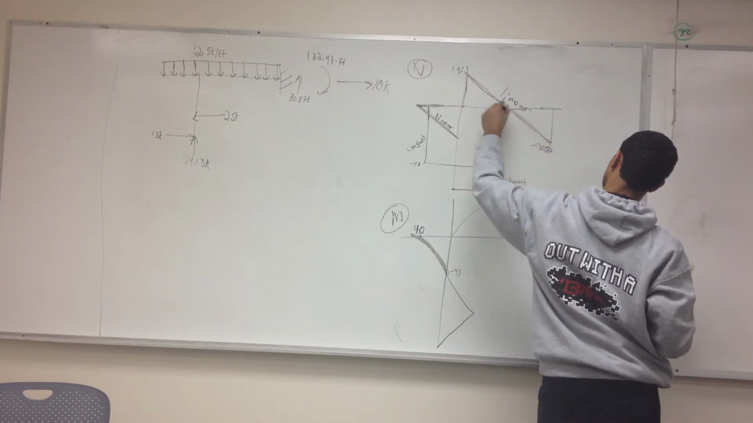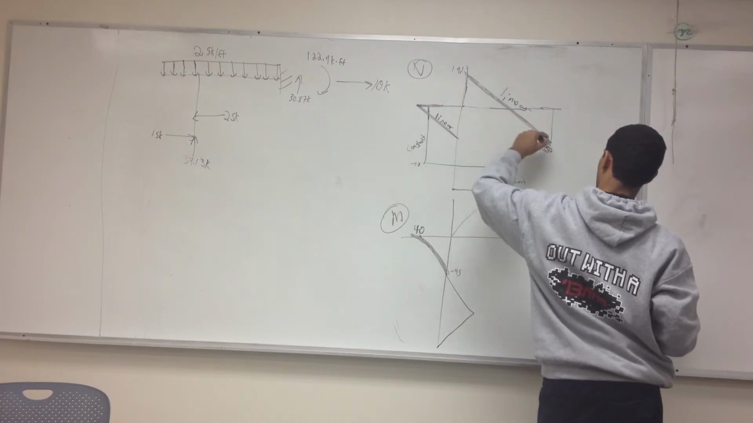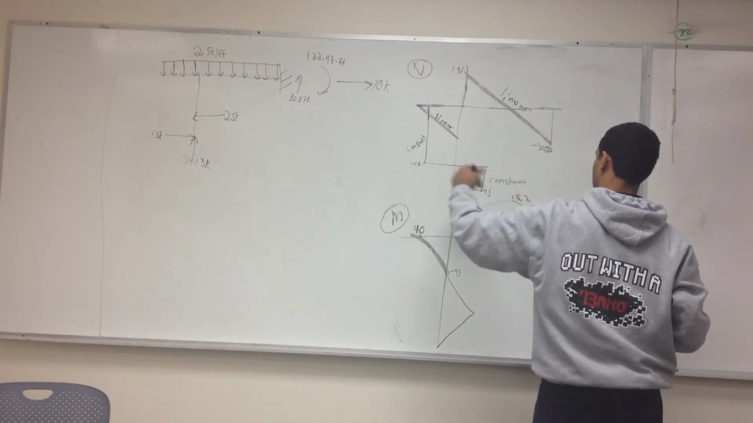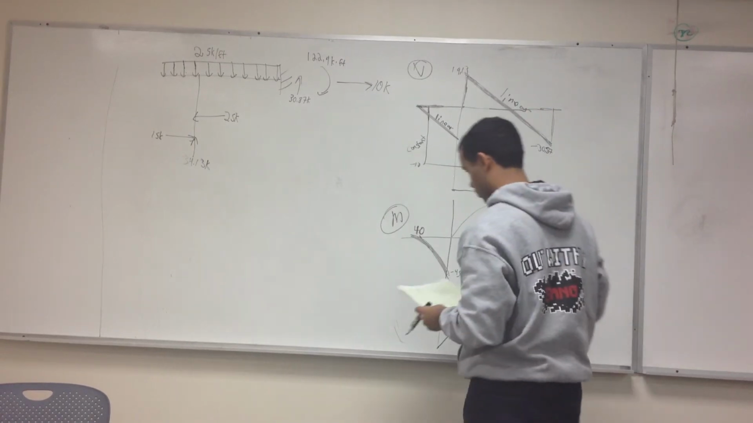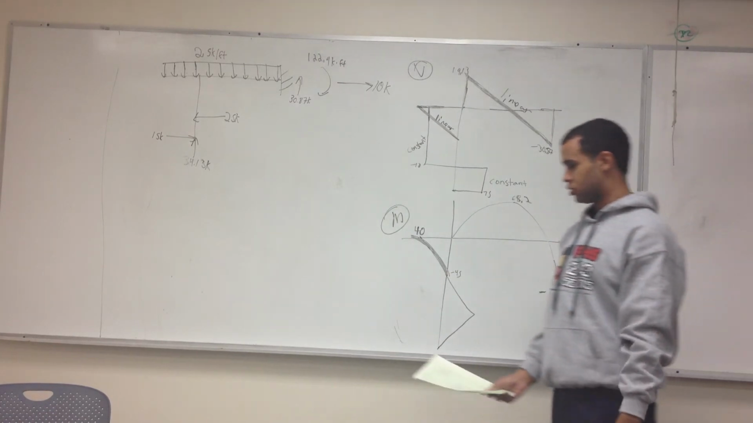So now we have our moment diagram and our shear diagram. That's it. And that concludes problem number 1. Oh, and our deflected shape.